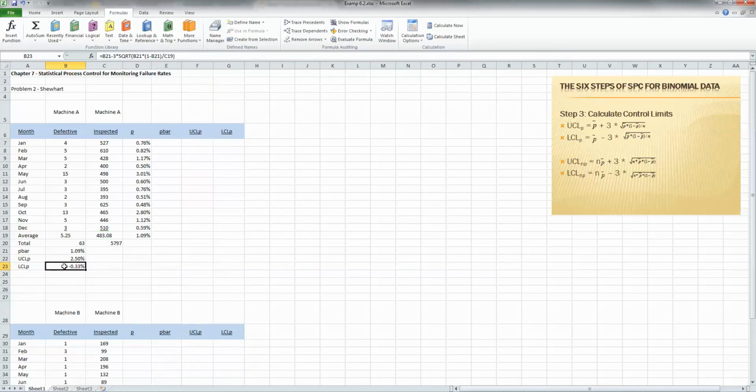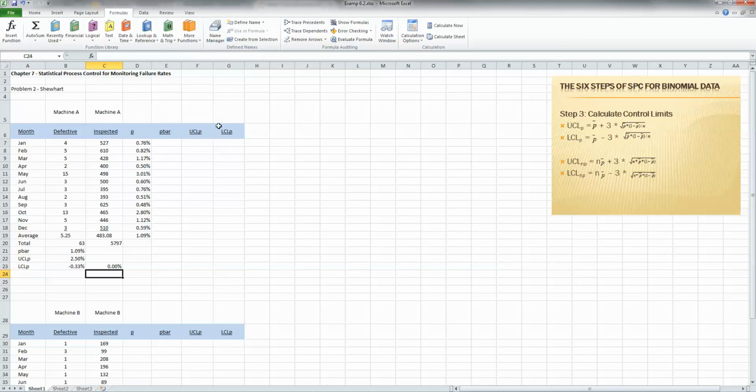So since it's below 0, what you want to do is just make that a 0, because we're not going to have a negative number of defective machines. That makes sense. We're just going to have 0. So we'll make that a 0. I'm going to put it over to the side here, though, just so I remember that I'm changing that number.